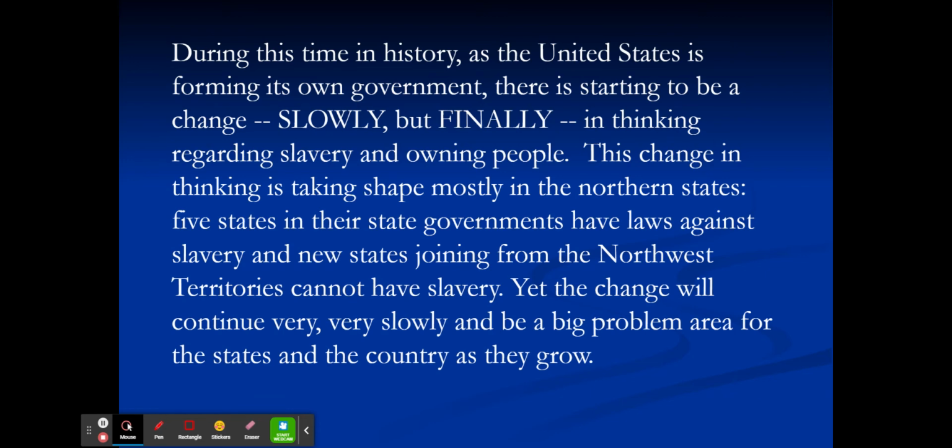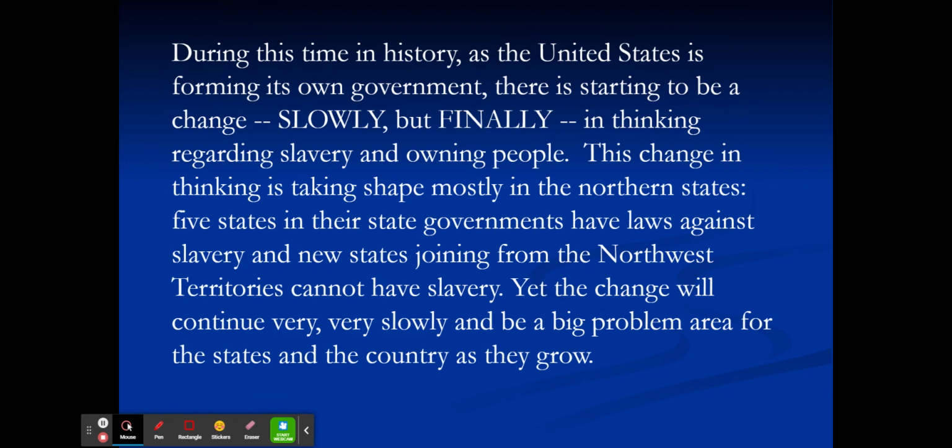But keep in mind this idea, right, that we now today know, but this idea of not enslaving other people is just starting to form. People are starting to see that it's wrong, but it's a really very slow process.